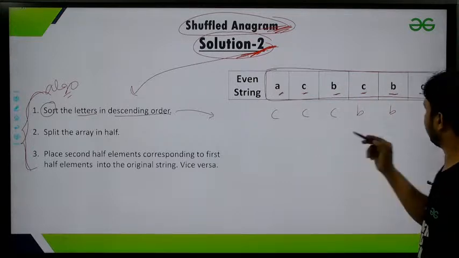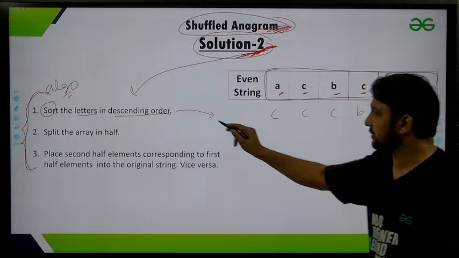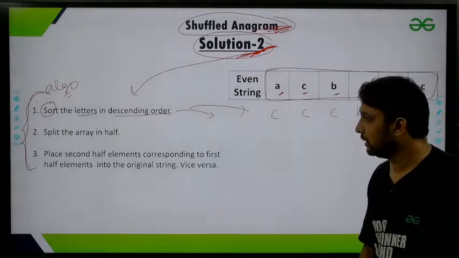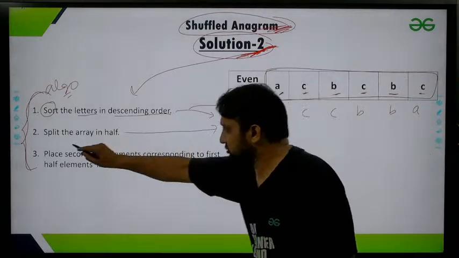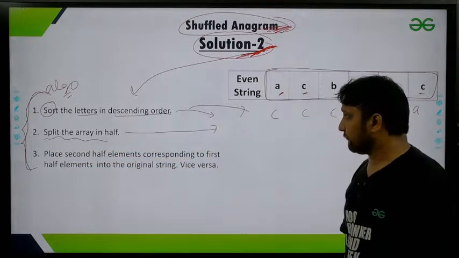After that one A is there. Okay, I have sorted, simple. I applied the first step, that's it. Let's apply the second step, very easy. That is also very easy. Split the array into half.